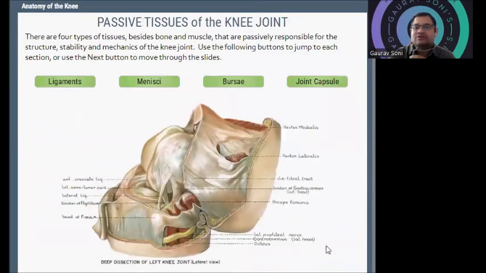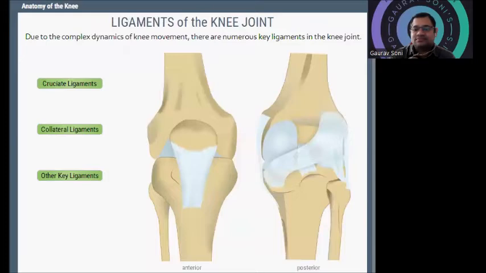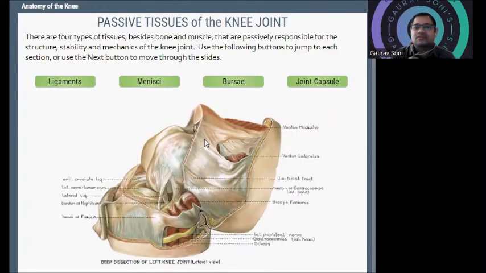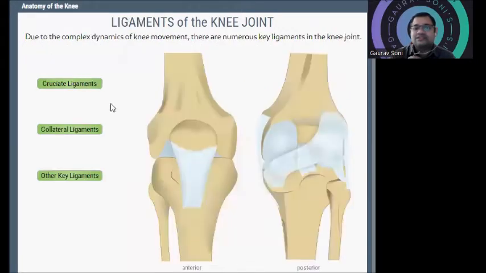Next we are going to the passive tissues. There are four types of tissues besides bone and muscles that are passively responsible for the structure, stability and mechanism of the knee joint. These are ligaments, menisci, a special type of arrangement for more stability of the joint, then bursas, then the joint capsule. So one by one we have to follow it. First of all, the ligaments.